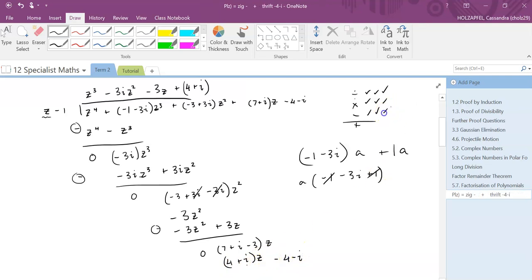Then I'm going to subtract. So that's going to cancel each other out because 7 plus i minus 3 is the same as 4 plus i. Anything take away itself is going to be 0. And then I'm going to take that away from my constant. So my constant is here. Negative 4 minus i, minus a negative is going to cancel each other out. So I have a remainder of 0.